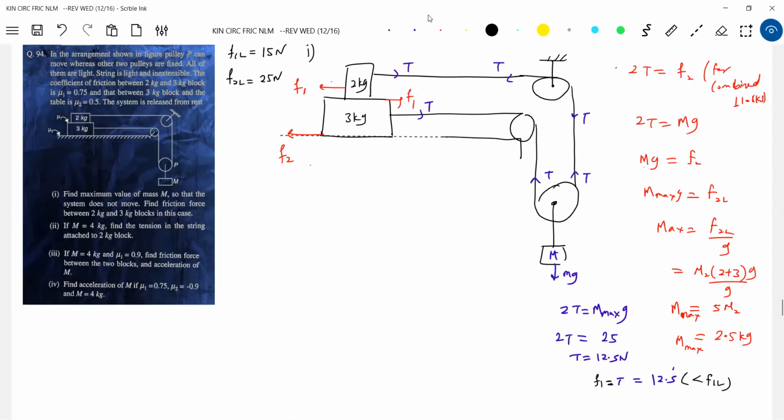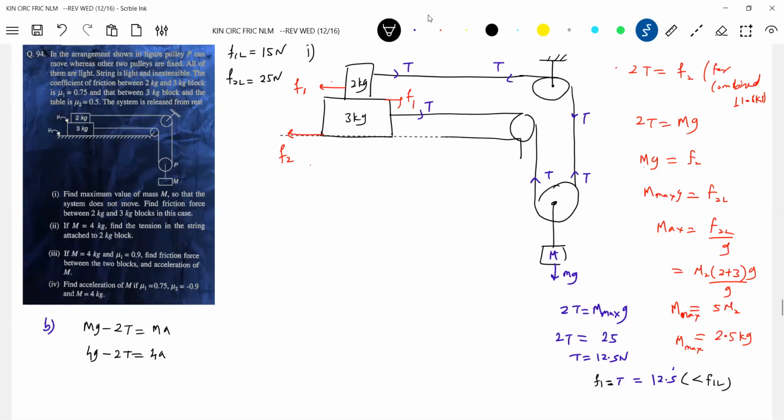Okay, I'll go for second part of the problem. Second part of the problem, it will be definitely the block will accelerate. So mg minus 2T should be equal to m a. M is given how much? 4 kg. Yeah? So this will be 40 minus 2T is equal to 4a. Keep this equation in hand.